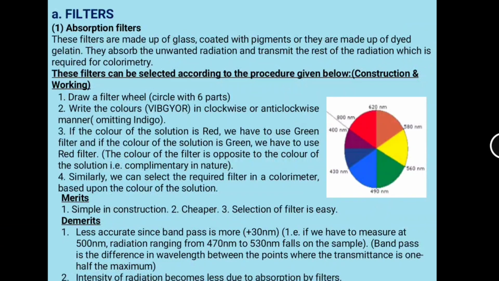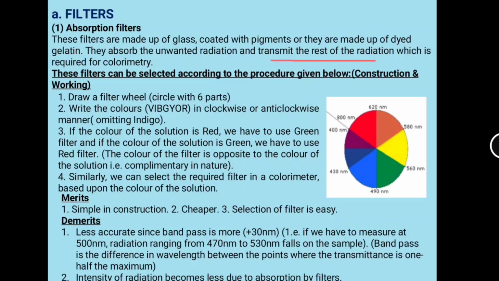Filters. Absorption filters. These filters are made up of glass coated with pigments or they are made up of dyed gelatin. The function of absorption filters is that they absorb the unwanted radiation and transmit the rest of the radiation which is required for colorimetry. These filters can be selected according to the procedure given below. So this comes under construction and working also.